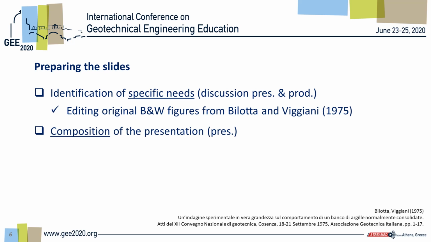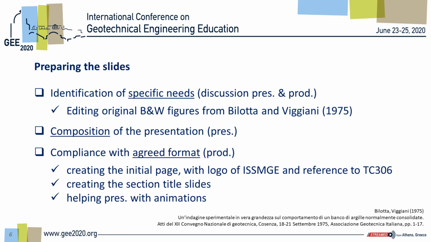The composition of the presentation has been essentially performed by the presenter, and during this phase, the role of the producer was basically limited to ensuring that the slides would comply with the agreed format, such as creating an initial web page with the logo of the ISSMGE, creating a section title, and also helping with the animation.